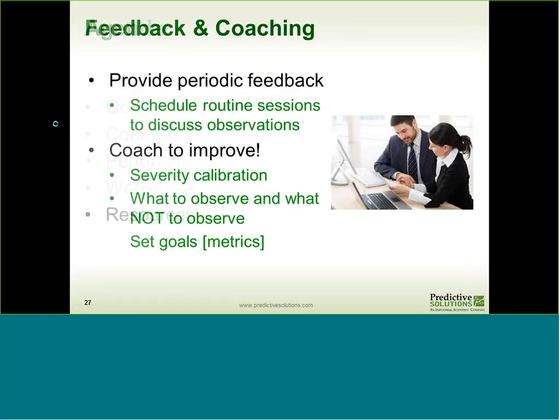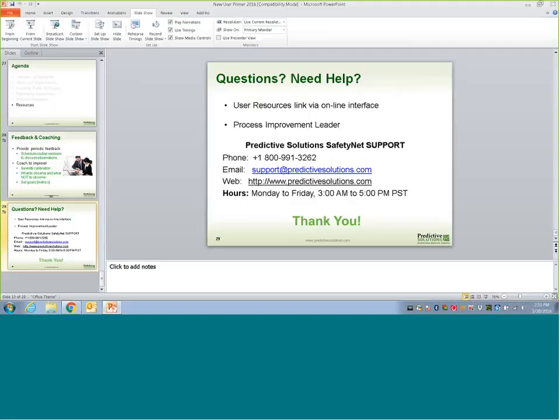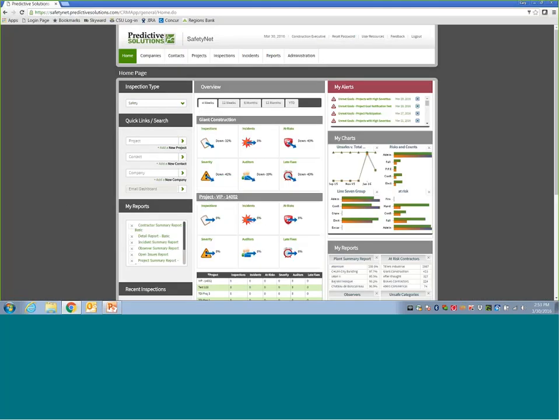Some resources that are available after today's call. There's a user resources link on the online interface. I'm going to show you that in just a second. Each company has a process improvement leader, right? Somebody like myself to help you navigate SafetyNet. Also, we have a great support network. There's an 800 number you can call. There's a support email, you can contact them via email, and it generates a ticket that we follow up on. Or you can go to our website as well. Okay? So I'm going to get out of here, and I'm going to jump over to the website.